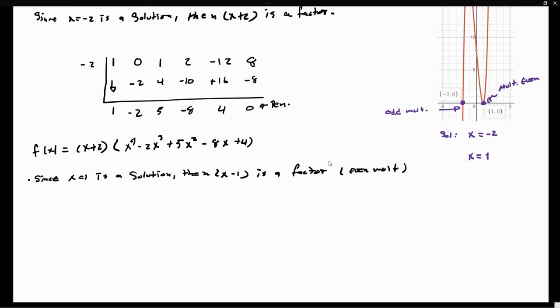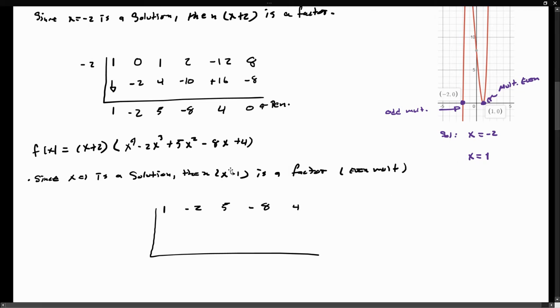So now I'm going to get 1, minus 2, 5, minus 8, and a 4. Let's perform the synthetic division. And now I'm going to look at my factor as being x minus 1. So let me just factor it out. So therefore, my k should be of a value of 1. And now let's perform my multiplication.